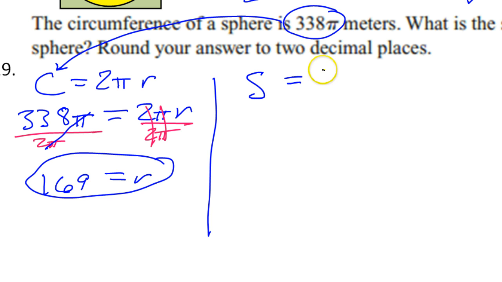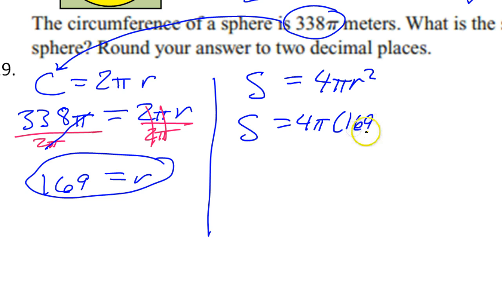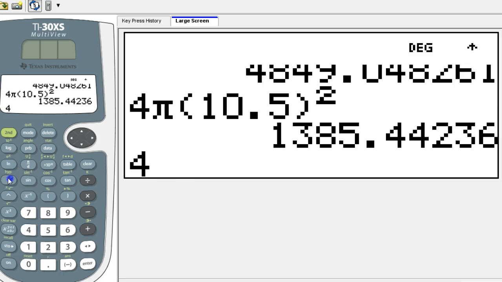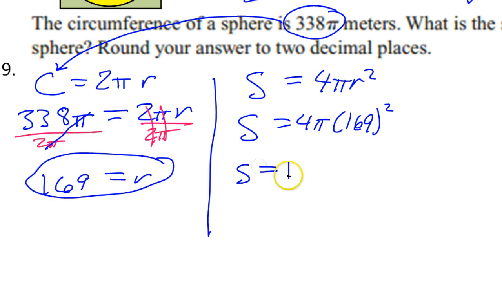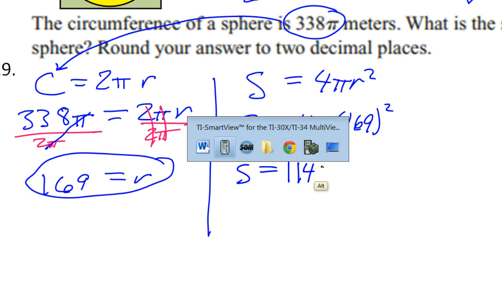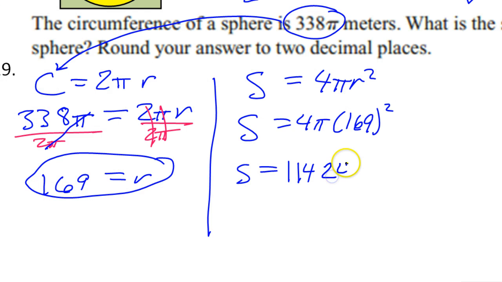So once we have the radius, we can go ahead and go surface area. What's that formula again, sir? 4 pi r squared. And now we know that radius, so that's 4 pi times 169 squared. Okay? So 4 pi times 169 squared. Okay, so I get this at first. That's 114,244 pi. And we had meters, so this will be square meters.